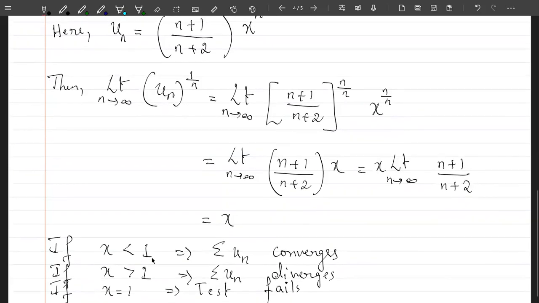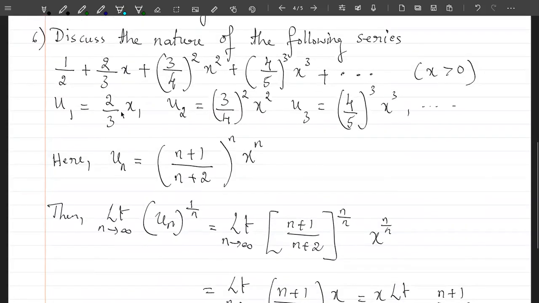Now if the value of x is less than 1, I can say that summation un is convergent or summation un converges. If the value of x is greater than 1, summation un diverges. If x is equal to 1, test fails. So in this particular problem, please remember, while taking the value of un, please start from the second term. You will have to leave the first term in order to get the value of un.